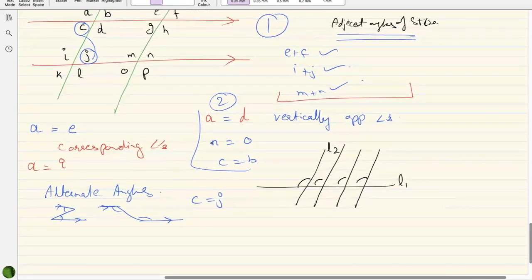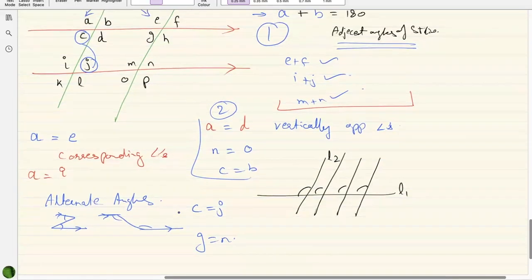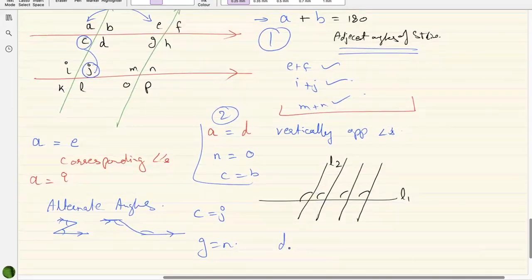Name another pair which is alternate. G and N. Correct. And if I may ask you to name the corresponding alternate angle for D. B? D, doctor. Oh, D. K?